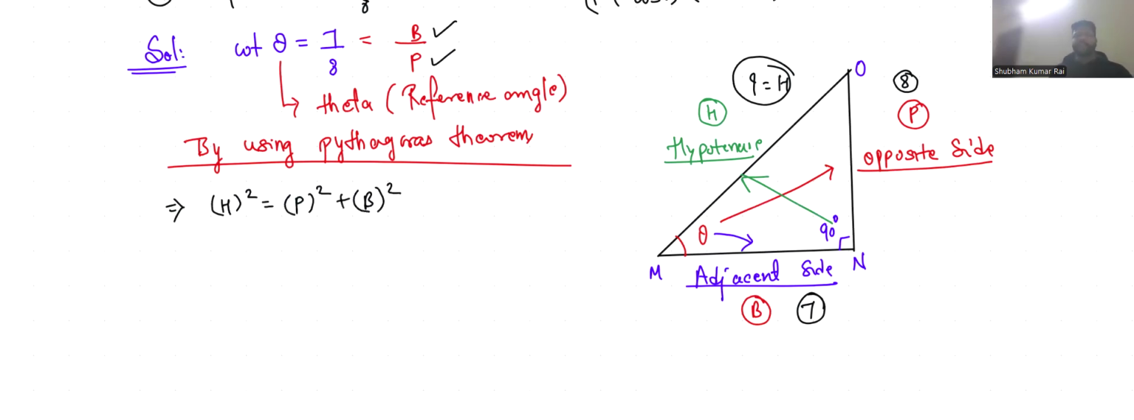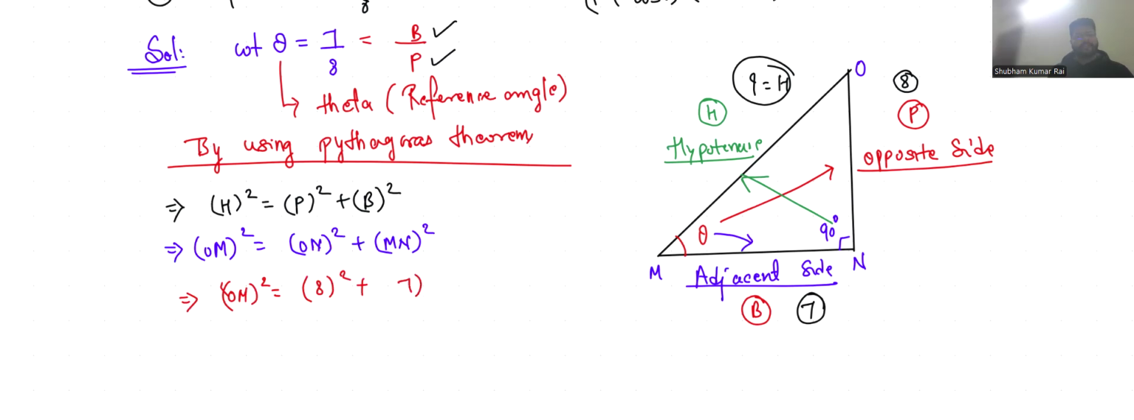Now we will just substitute the values over here. Are we having the hypotenuse? No. So we will say OM square. What is perpendicular? That is ON square. And what is base? That is MN square. Now let us substitute the values. OM we need to calculate, so let us write it as OM square only. Now what is ON? It is having a side that is 8. And here we are having 7. If I solve it further, OM square is equal to, what is the square of 8? That is 64. And square of 7, that is 49.